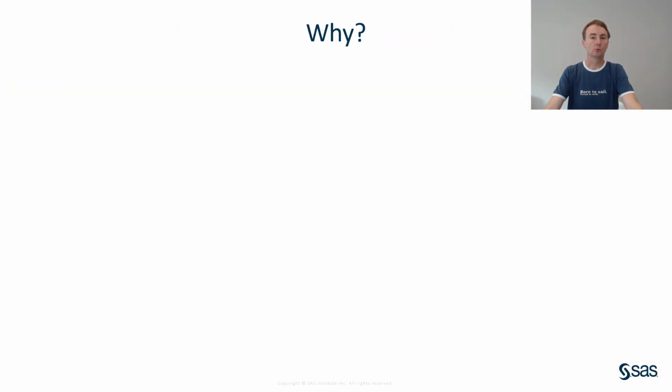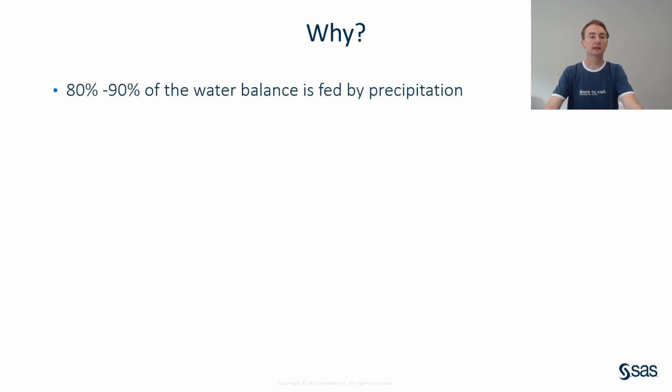How come? What is the reason for this low level? One of the main reasons is the nature of the lake itself. 80 to 90% of its water balance is fed by precipitation. So there is not a main river flowing into the lake, but the lake depends on years with a reasonable amount of rain.